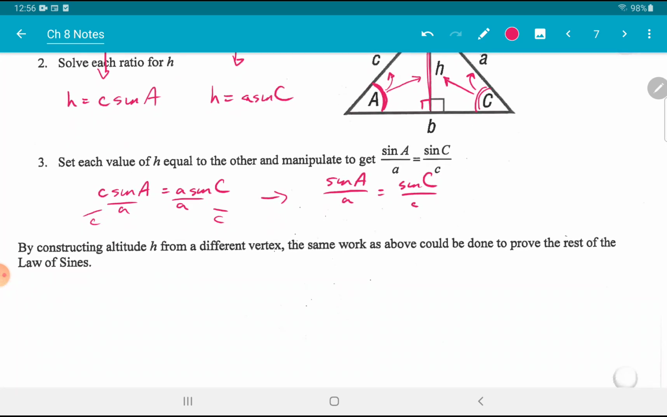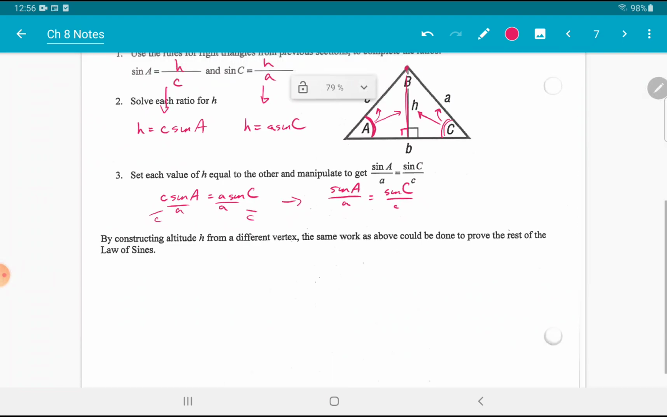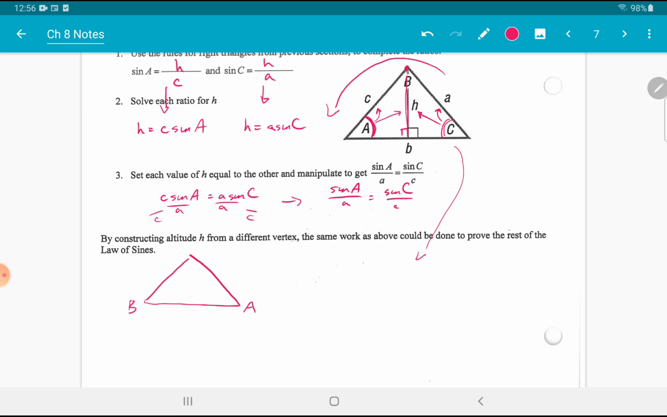Now, if you imagine taking this triangle and rotating it counterclockwise, what I'd end up seeing is that angle C would now be on top, angle B would be to the left, and angle A would therefore be on the right. So something along the lines of this.